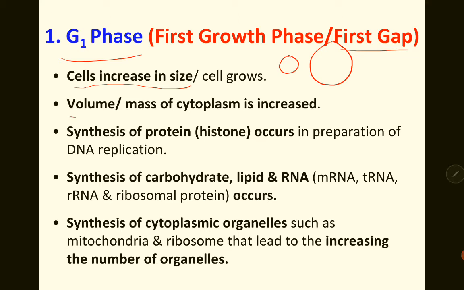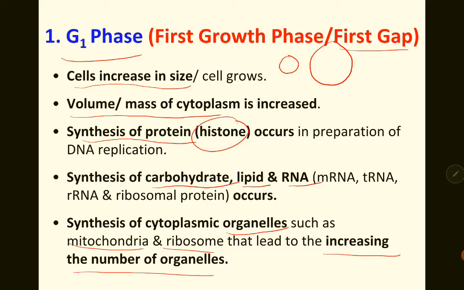They have to increase the volume of the cytoplasm. They will synthesize the protein, histone protein, in preparation for DNA replication, so that later they have double amount of the DNA. So they need more histone protein. Synthesis of the carbohydrate, lipid, and RNA for the use of other daughter cell, and synthesis of cytoplasmic organelle such as mitochondria and ribosome, lead to the increasing number of organelles.